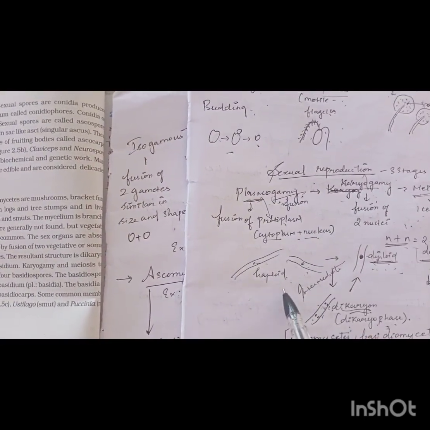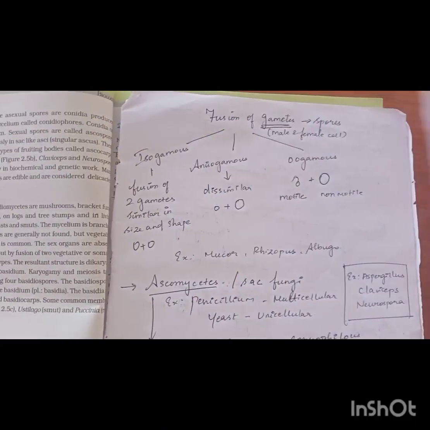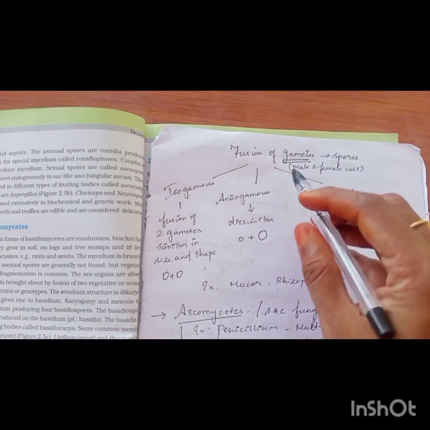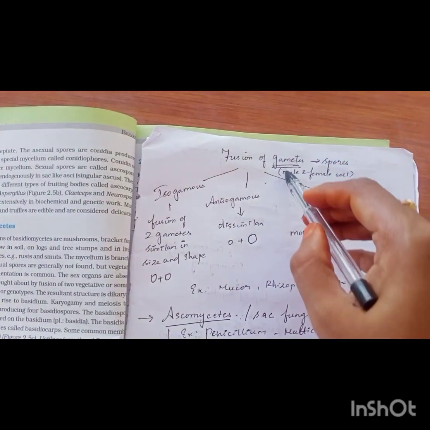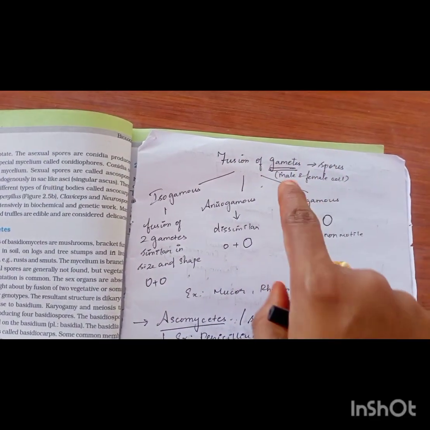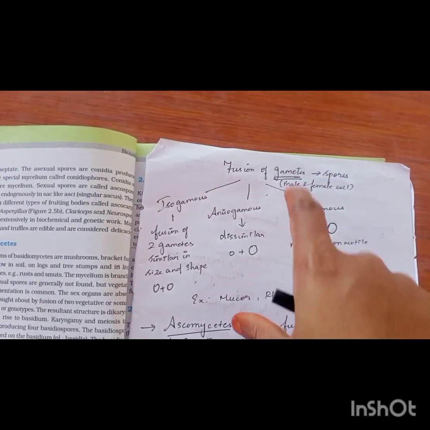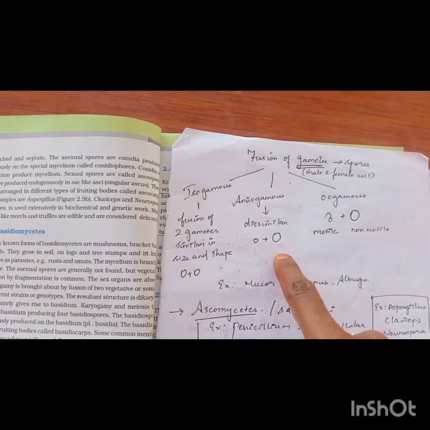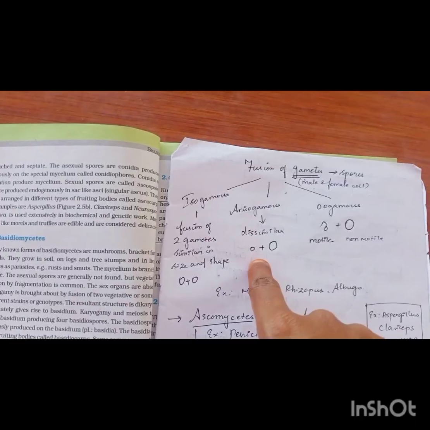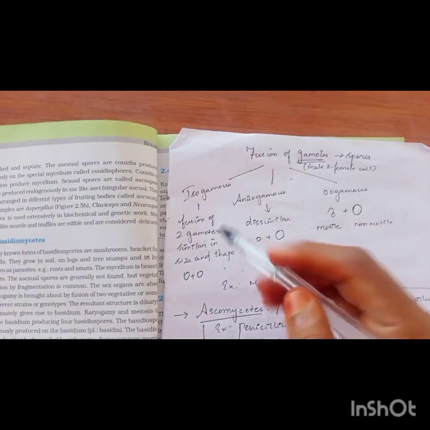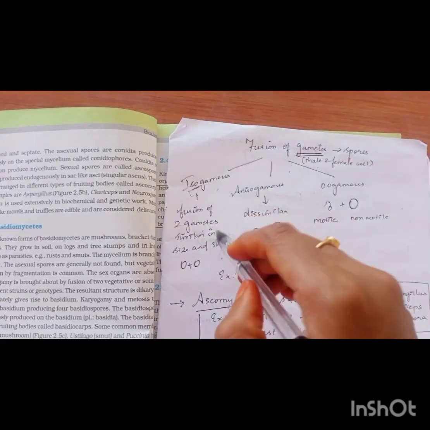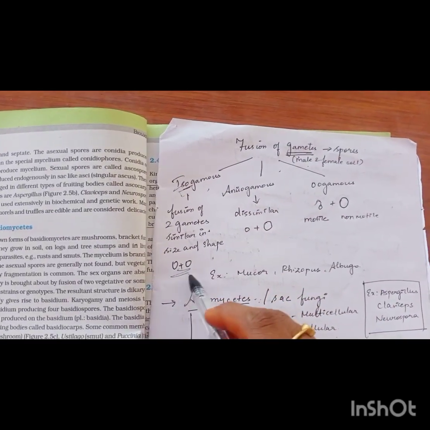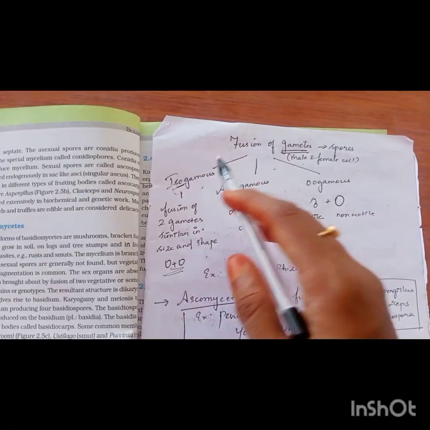Here we have seen they are fusing. I said hyphae, but particularly, that is a gamete. From one hyphae one gamete will be released, and from another hyphae another gamete will be released, and they will combine or fuse. Based on the structure of the gametes, there are 3 kinds of fusion. The first one is isogamous. Iso means similar. Here the 2 gametes which are fusing are similar in size and shape. They are identical. That is isogamous.